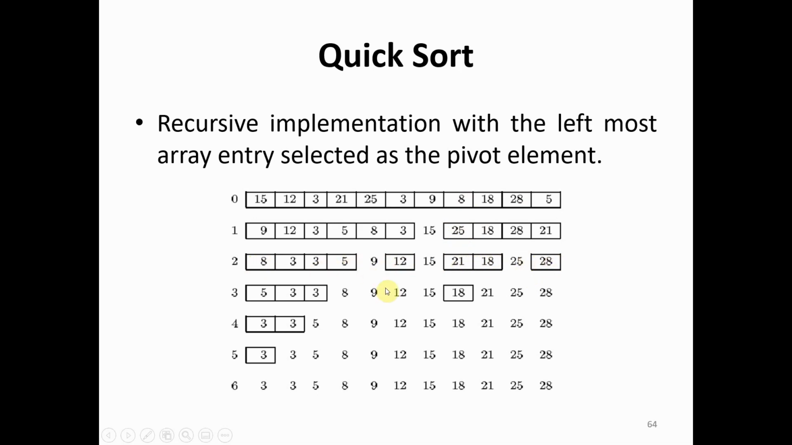And then this keeps continuing. We're going to have more subarrays. We're going to do exactly the same thing here. Choose 8 as the pivot. Here choose 12 as the pivot. Here choose 21 as the pivot, 28 as the pivot. And once we finish this, once we get to only one element, everything becomes sorted.